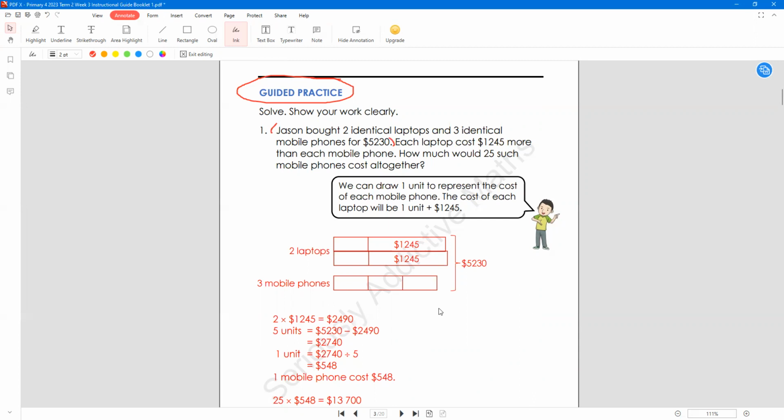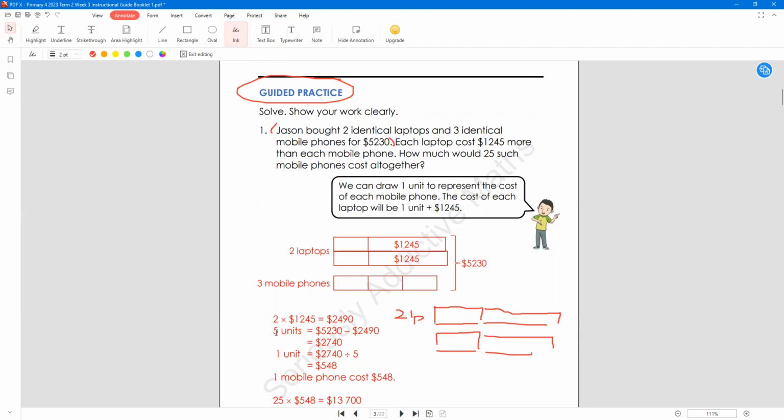So there are 2 laptops, and each laptop is, let's put it this way. So they draw 2 laptops first. Draw it like that for them, 2 laptops. And these 2 laptops are each 1,245 more, I'm sorry. So draw it like that. You get the idea, right? And then after that, just list it accordingly here.